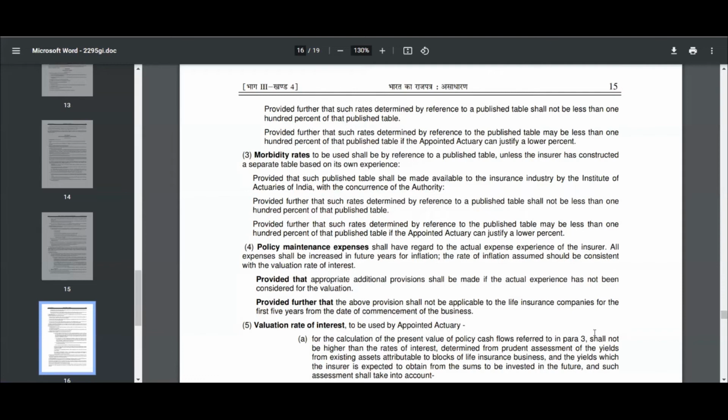If you have invested some money, the yields that you are going to get would also determine the interest rate that will be used for discounting. So it should depend on the investment income generated by the existing block of business with regard to the expected income from the sums that are invested for the future. It should consider the investment expenses, the expenses associated with the investment. For participating business, the scale of bonuses should be consistent with the valuation rate of interest.